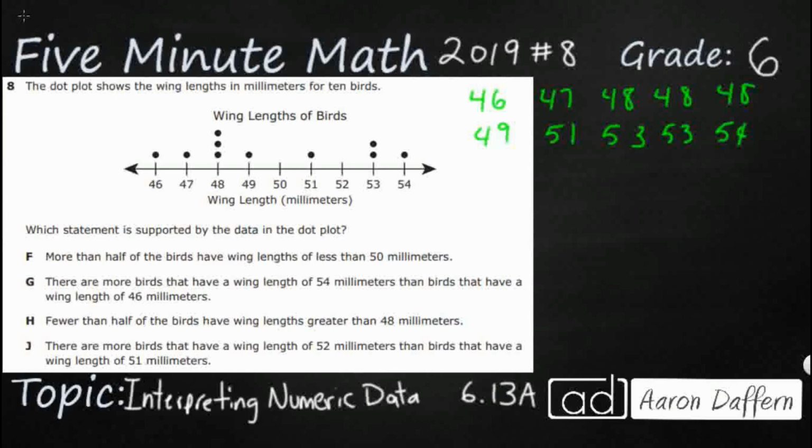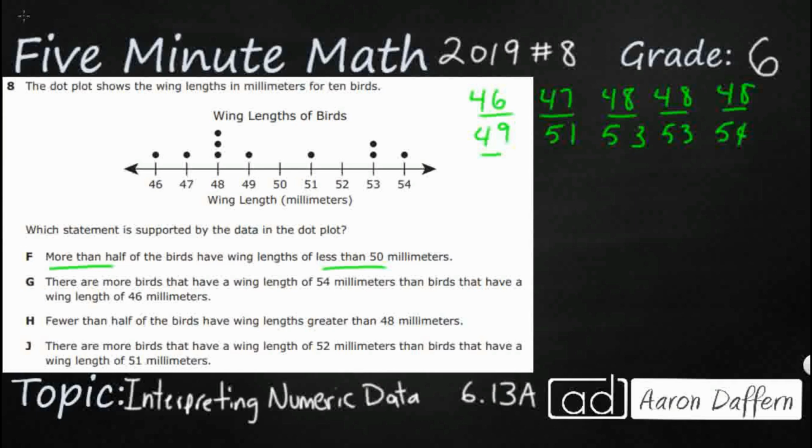More than half of the birds have wing lengths of less than 50. Well, that's kind of confusing. More than half, less than 50. All right, so let me see, wing length less than 50. So we've got 1, 2, 3, 4, 5, 6. So 6 birds have less than 50.